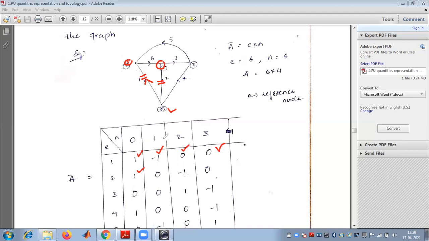Now, see the next one, node number 1. So, do you have any incidence between element 2 and node 1? You don't have any incidence between node 1 and element number 2. So that's why directly I have substituted that as 0.